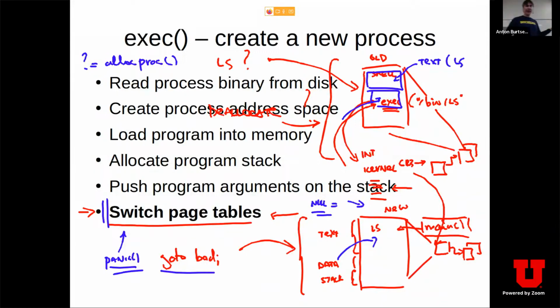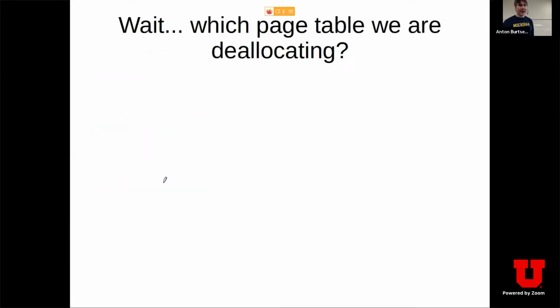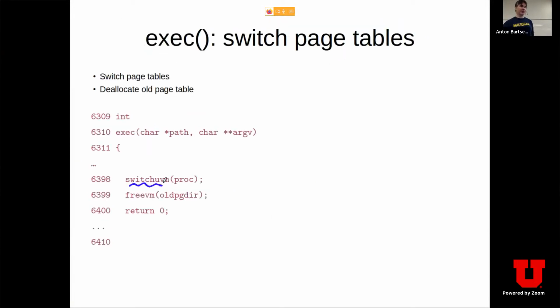Now we understand what has to happen. We switch the page tables, and we know how to do it. You have this function switchuvm, and it will load the new process's pagedir pointer into the CR3 register. After that, you're running on a new address space, and on this new address space you return from the interrupt into main.